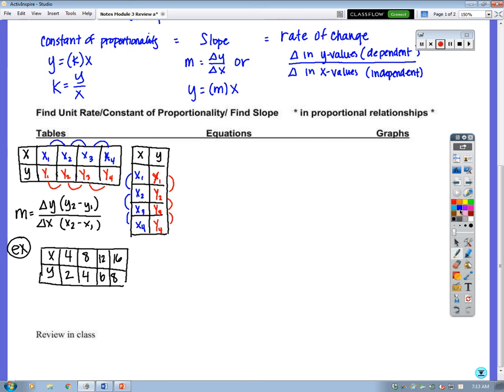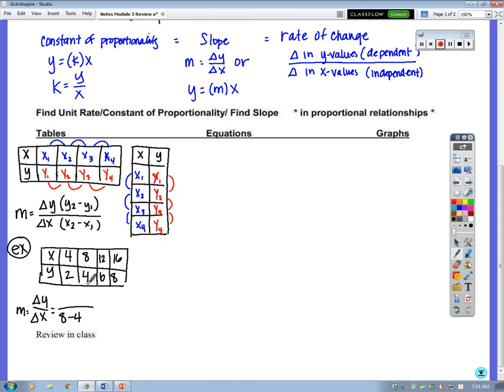And so what I'm going to do to find slope, or constant of proportionality, or unit rate, because they are all the same thing in proportional relationships, is I'm going to find my change in y over my change in x. So I'm going to look at these first two values here, and for x I've got 8 minus 4, which is my change in x values.